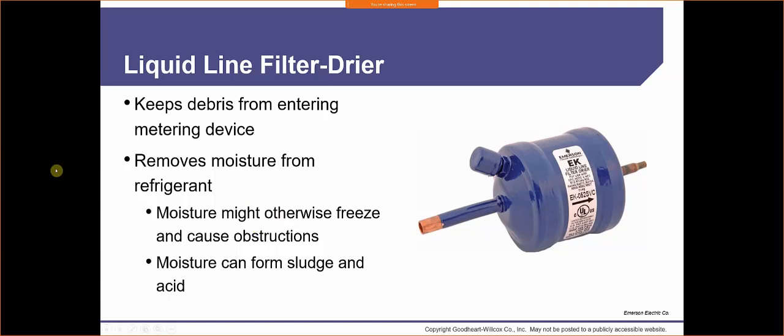It removes moisture from the refrigerant. Moisture might otherwise freeze and cause obstructions. That's another thing. If we had a little bit of water inside of our system, we've got this refrigerant that's running really cold inside of our space, and all of a sudden it hits some water. Well, now we get a little chunk of ice floating through our system. That's definitely going to plug something up. Okay. We talked about this a little bit ago. Moisture can form sludge and acid. Absolutely. We want to make sure that we don't have any acid floating around in our system.